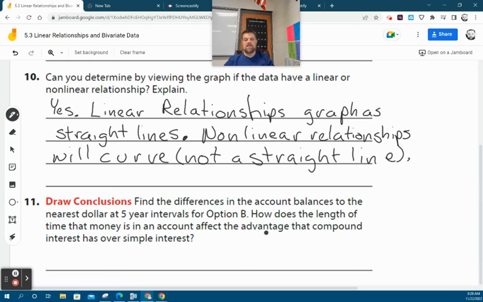Does that make sense? Lastly, it says draw a conclusion. Find differences in the account balances to the nearest dollar at 5-year intervals for option B. How does the length of time that money is in the account affect the advantage of compound interest over simple interest? Well, what they're saying, if it was your money to invest, which option would you choose? Yeah. Option B pays more interest.